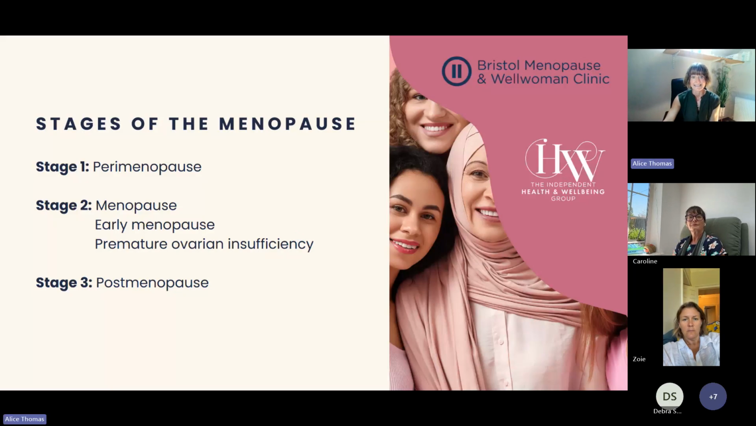There are three main stages of the menopause. There's the perimenopause, and this is the time leading up to the menopause, usually begins in early to mid-40s, sometimes earlier, and it can last many years. And then there's the menopause, which is just defined as a point in time when a woman has not had a menstrual period for 12 consecutive months.